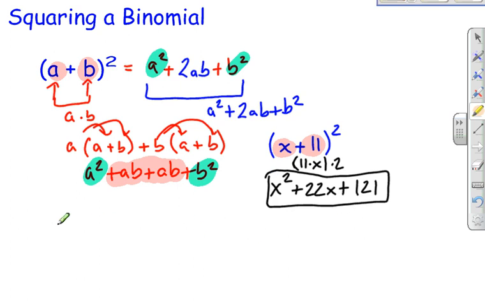Okay? The same thing works for squaring a binomial that's a difference. The only change that will occur is that this sign right here will end up becoming negative, since you're going to have two negative terms in the middle.